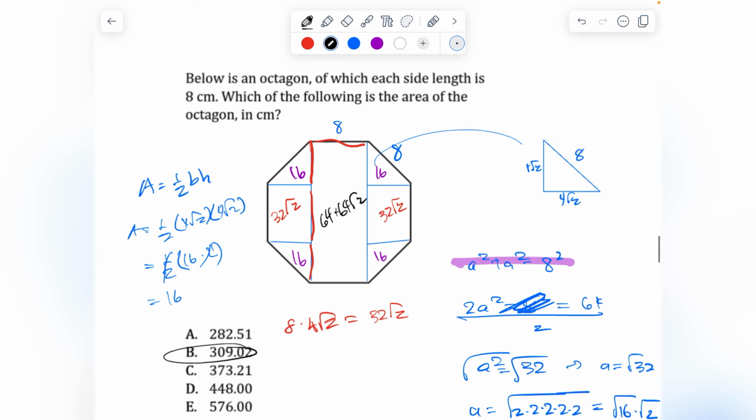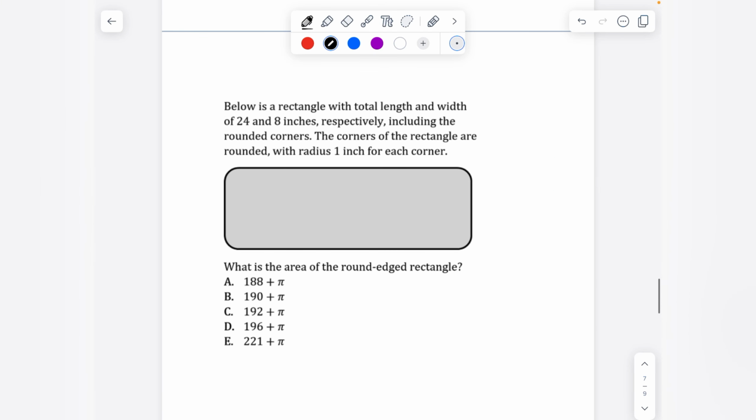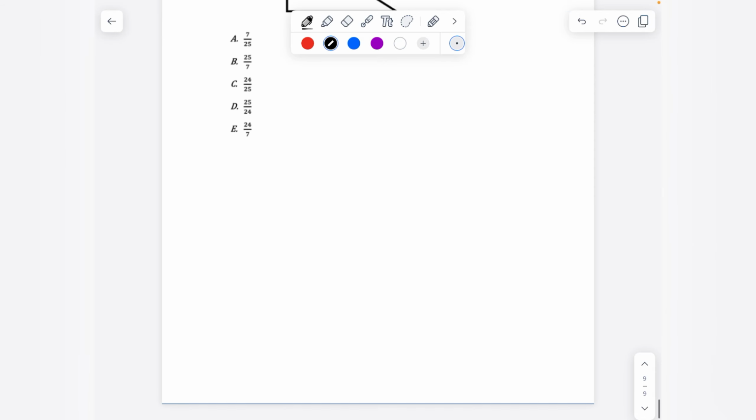Now, I'm sure there's a really good formula that you could use. I don't know that formula. So again, I just showed you the no-formula method. All right, we have a few problems left. So let's get through these.